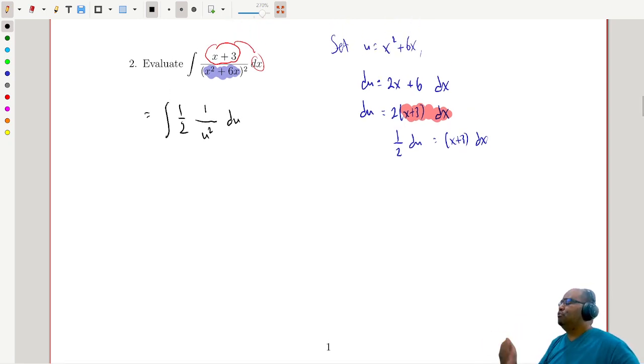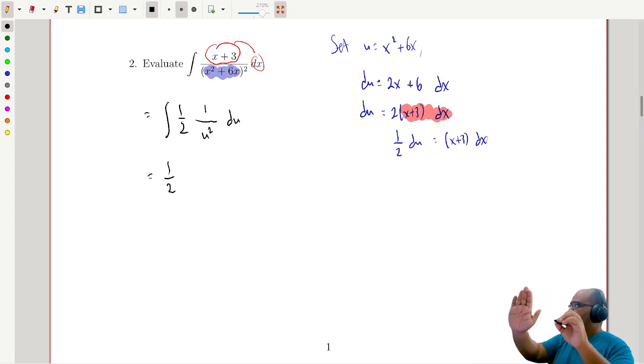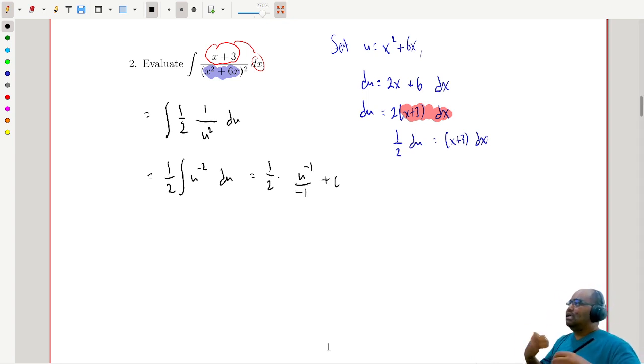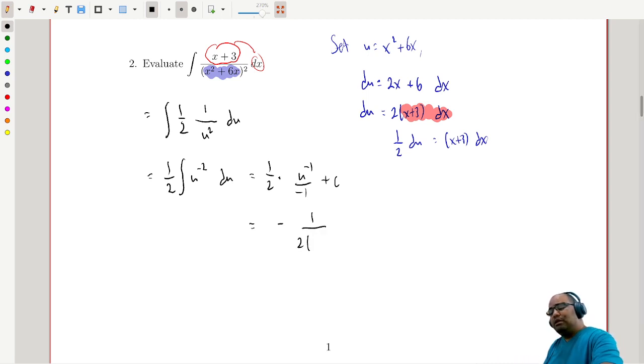And this is now an easy integral. Remember from the power rule, well, first let's put that 1/2 out front. We can push it outside. I can think about this as u to the minus 2. And now I'm just going to use my power rule, right? 1/2 times u to the minus 1 divided by minus 1 plus a constant. And after we tidy everything up, we'll have a minus 1/2 times our u here, which is x squared plus 6x. And then, of course, plus a constant, and we're done.